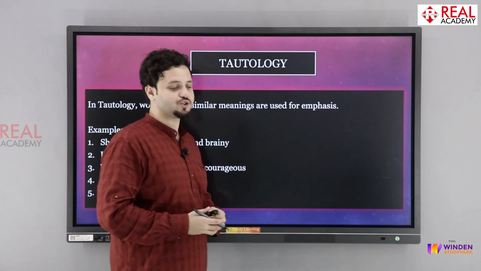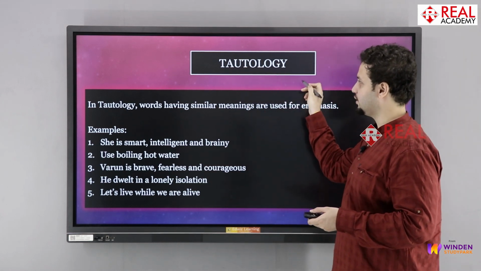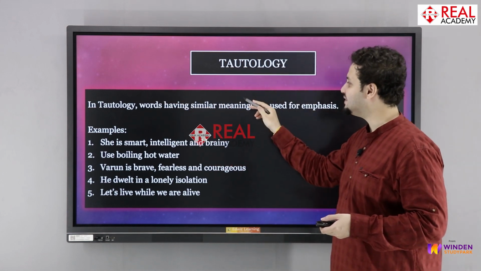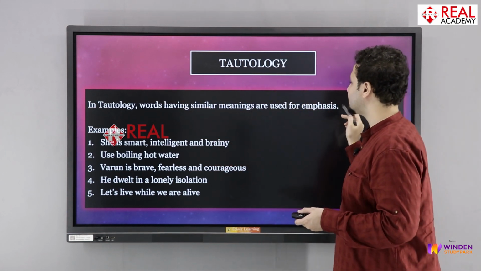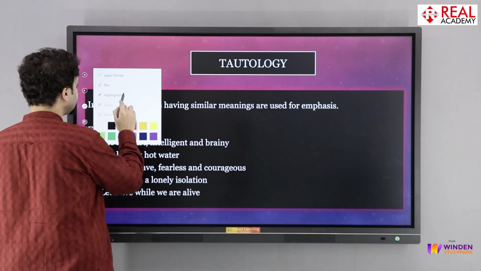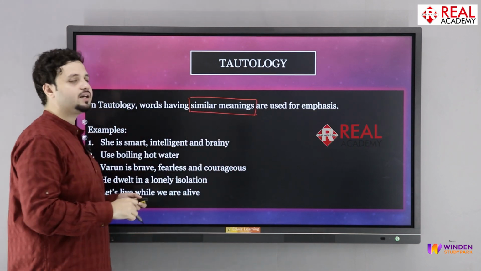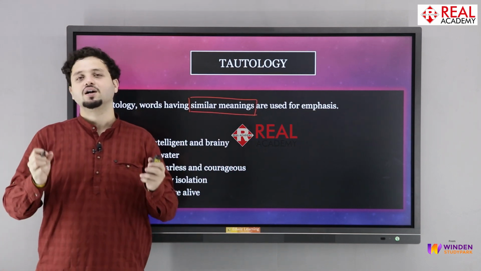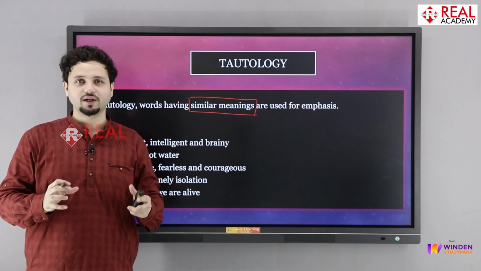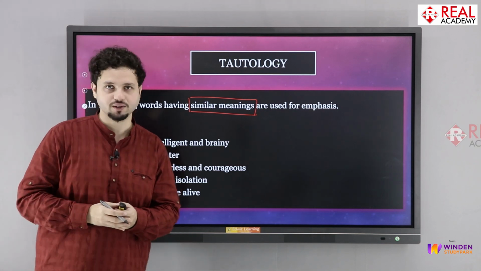Next figure of speech is called tautology. It is written as tautology. You have to learn the spelling by heart. In tautology, words having similar meanings are used for emphasis. So you have to keep this thing in mind. Like tautology में क्या होता है, तो यहाँ पे similar meanings वाले words होते हैं. यानी कि क्या, synonyms. Synonyms मतलब similar words जिनका meaning same हो. ऐसे two or more than two words होते हैं. Then that is called tautology.